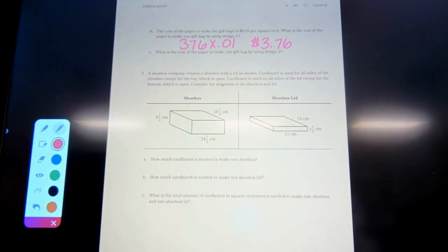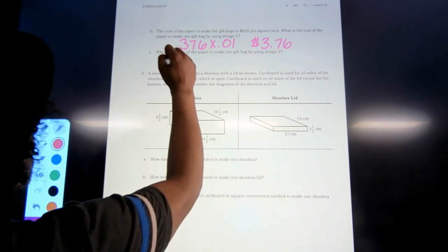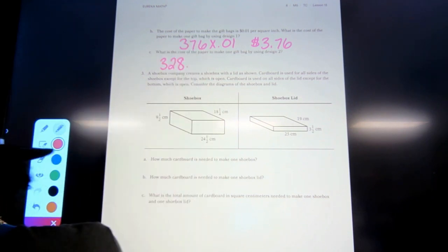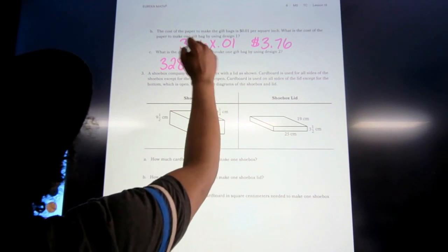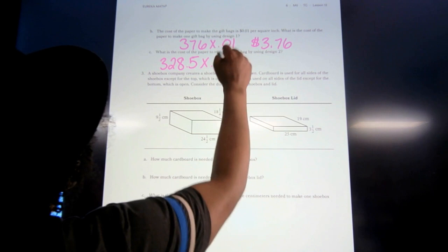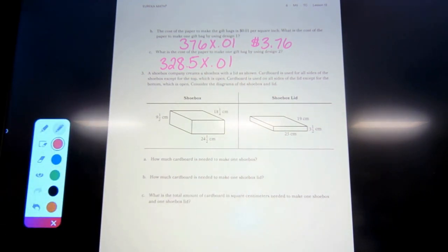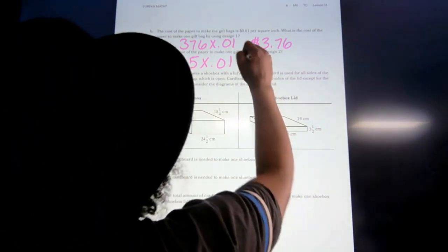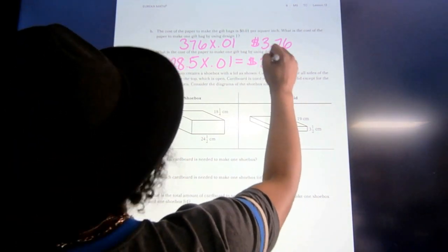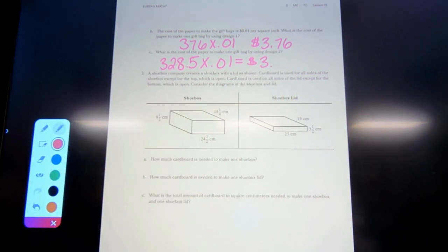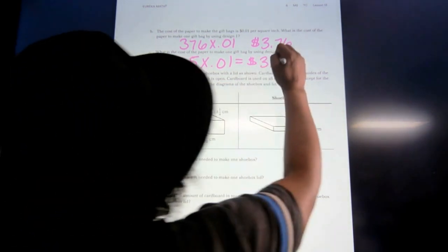Okay, and it asks, what is the cost of the paper to make one gift bag by using design 2? For this one, the total square inches was 328.5. Let me see here. Yes, 328.5. Sorry, I had to go back to my answer. And we want to multiply that by 1 cent. We get 3.285, but we're talking about money, so we want to round that up to $3.29.